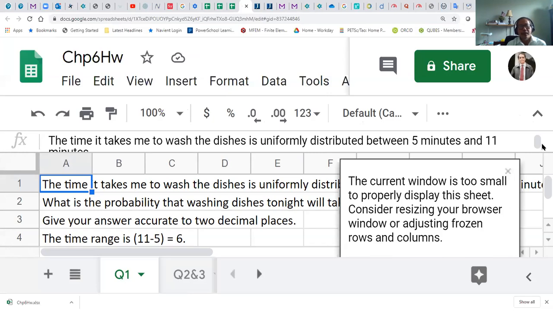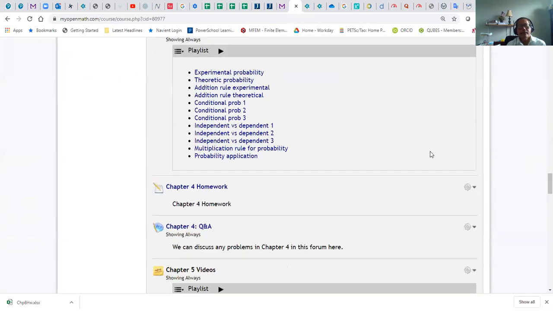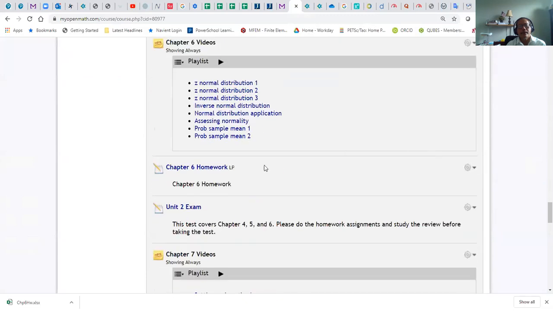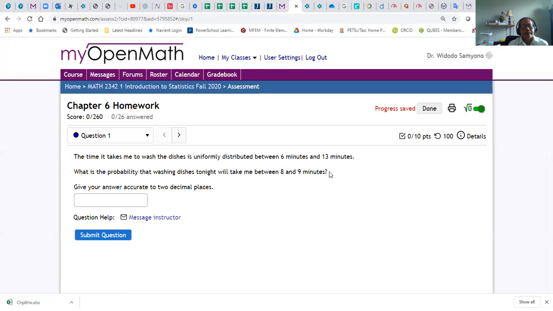Let me open MyOpenMath for chapter 6. If you have any questions, just interrupt me, okay? This week you need to complete chapter 6, and you also need to complete exam 2. Let me open chapter 6 now, and we discuss the problems in the homework.